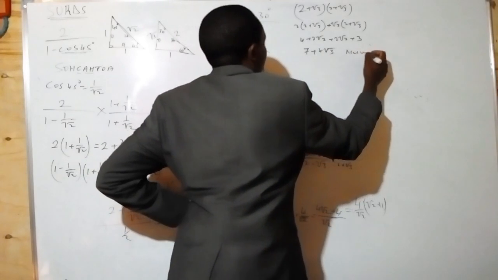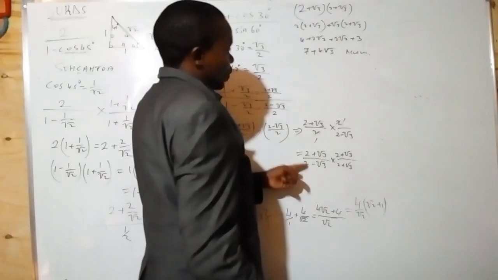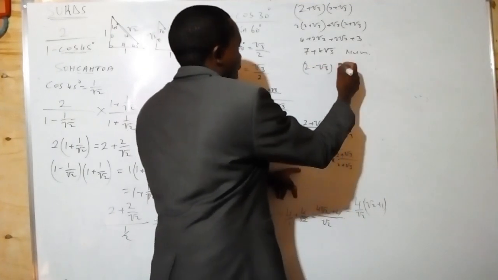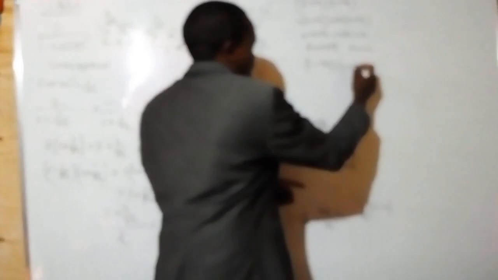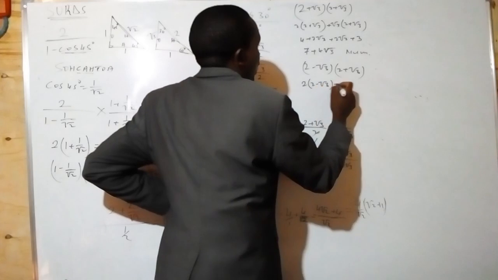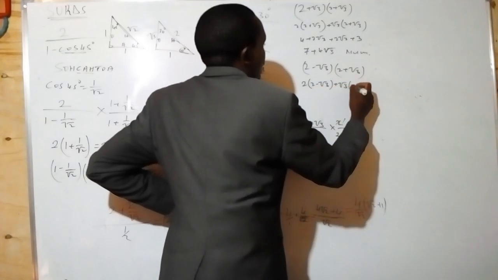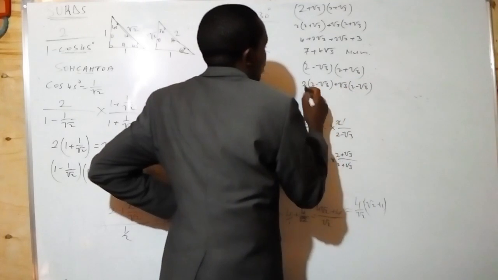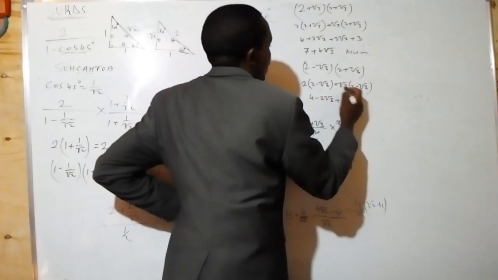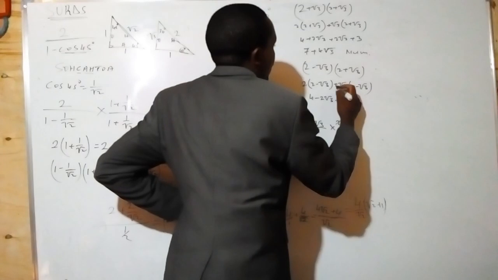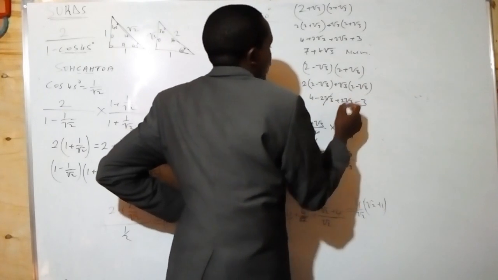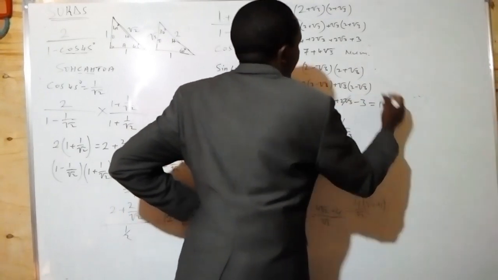Good. Proceed now to the denominator. 2 minus root 3 times 2 plus root 3. We expand: 2 times 2, 4, minus 2 root 3, plus 2 times root 3, 2 root 3, positive. Negative times negative, root 3 times root 3, is 3. This and this will cancel to 0, and this will be 1. That is the denominator.